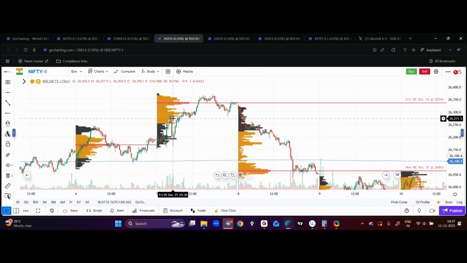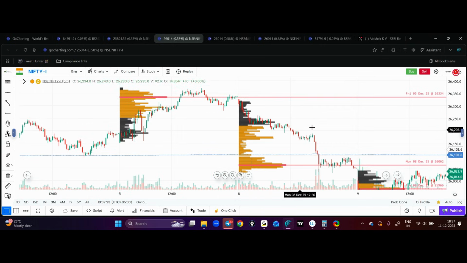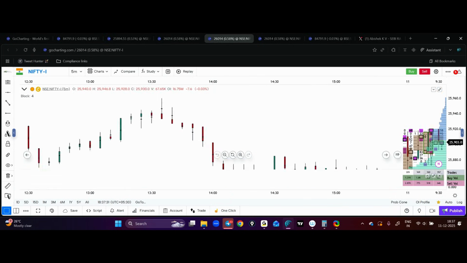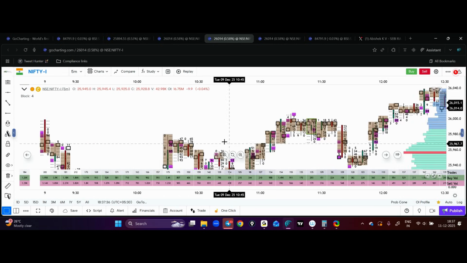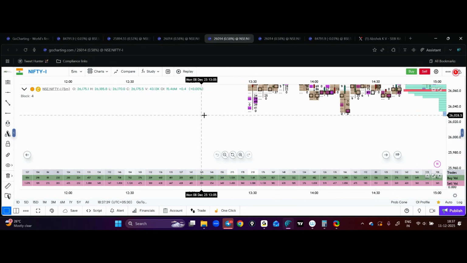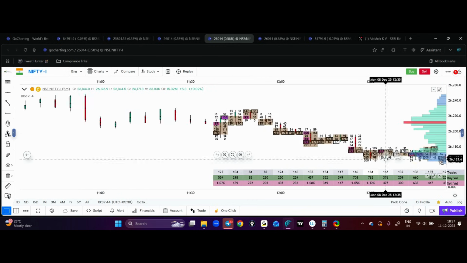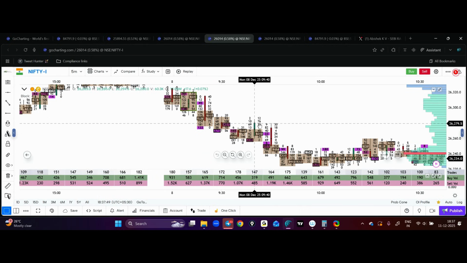So if you see here, on 5th of December, the profile structure is P and the closes also had highs. And then right from the open, the market started cracking down. I wasn't that available on this day, on 8th, because of some personal reasons. But if you look at the footprint charts of 8th, you will see the same thing.